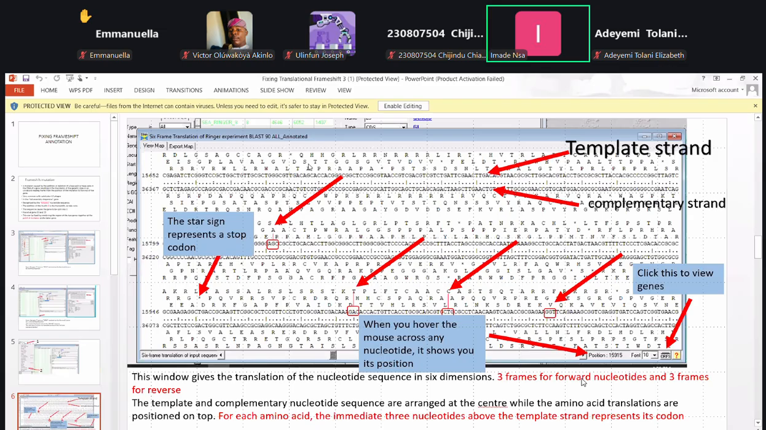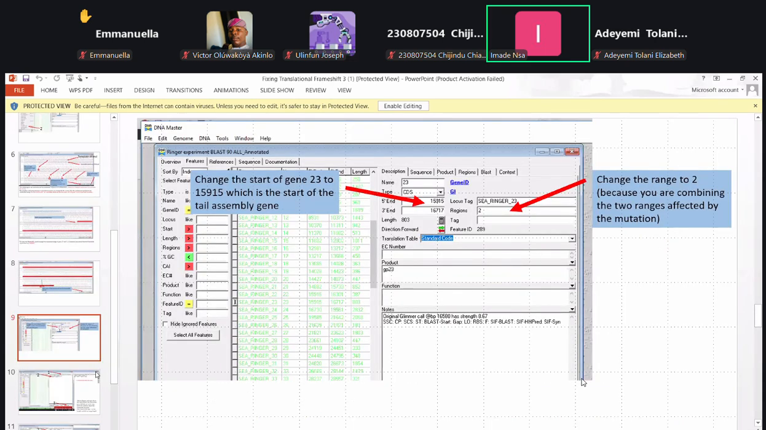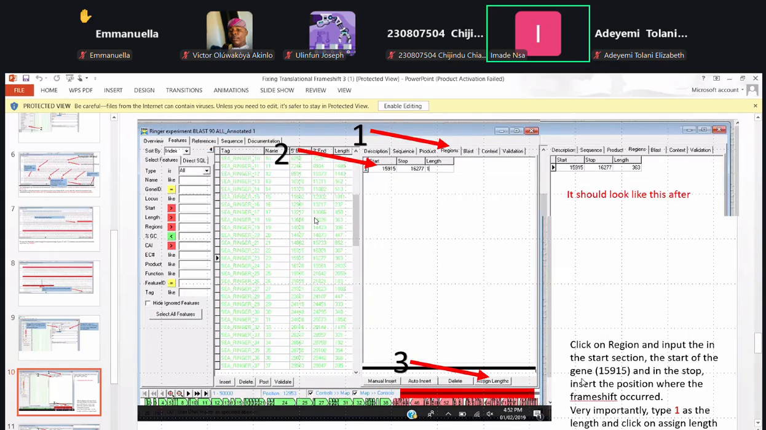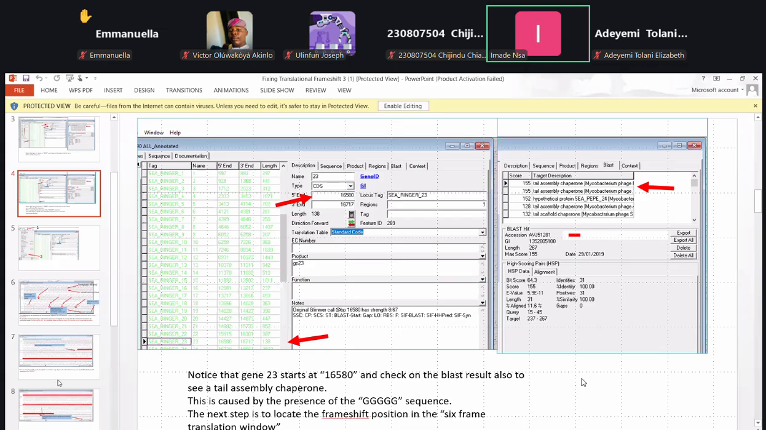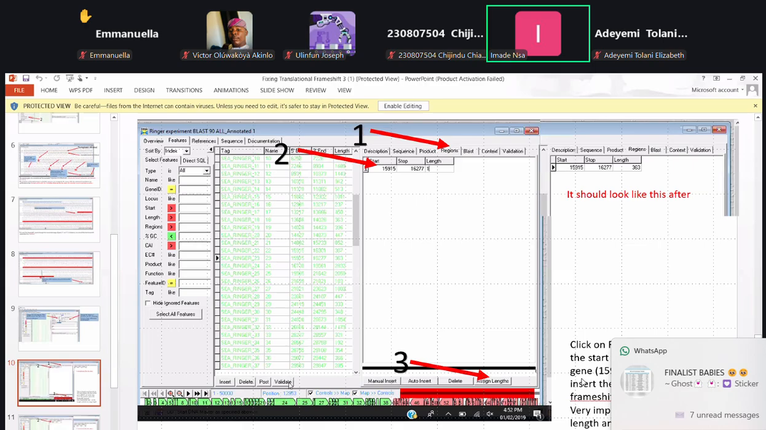Then you come back to change the start of the second gene. Remember, you have 15915 to 16717. If you look here, when you first saw it, it was 16580. So you come back after you have noted where the stop sign was that caused the slippage. You come back to fix it. This slide shows you exactly how you fix it, and you do region 1. You state the length, and then you validate.